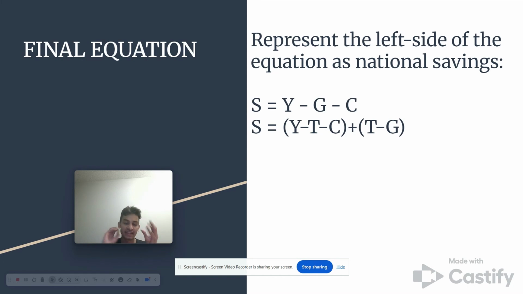And then we take in T and substitute that in, and we get taxes on both sides. These will cancel out because they're equal, but what that represents is that national savings is related to both public and private savings. Now, why does this matter?